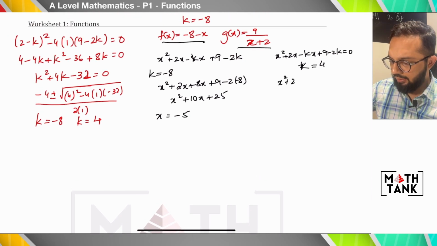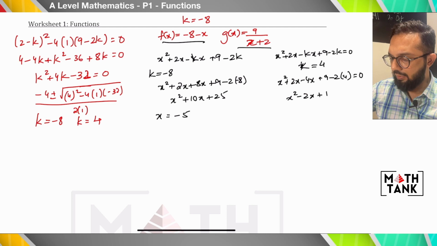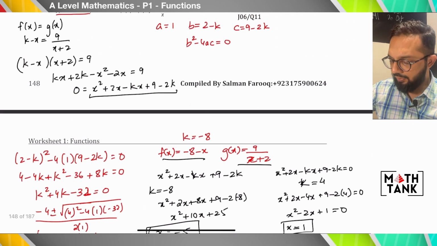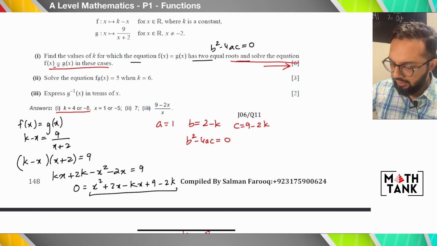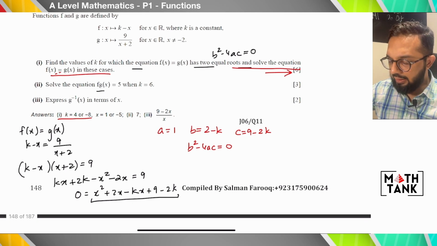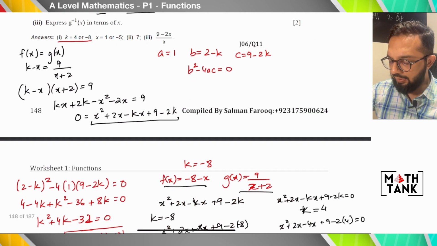x squared plus 2x minus 4x plus 9 minus 2 times 4. x squared minus 2x plus 1 equals 0. x equals 1. Okay, so I have two solutions, x equals minus 5 and x equals 1. And solve the equation in these cases, and I think you just need to find the values of x, not the values of y. Let's just solve fg of x when k equals 6.